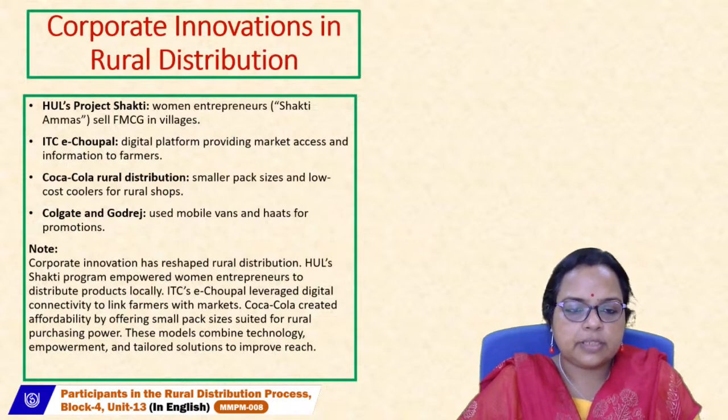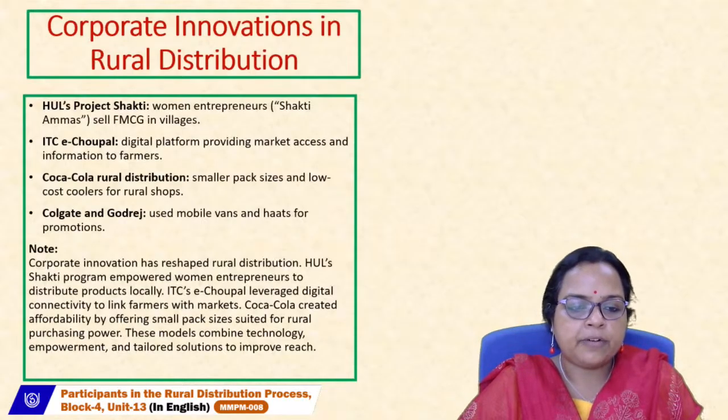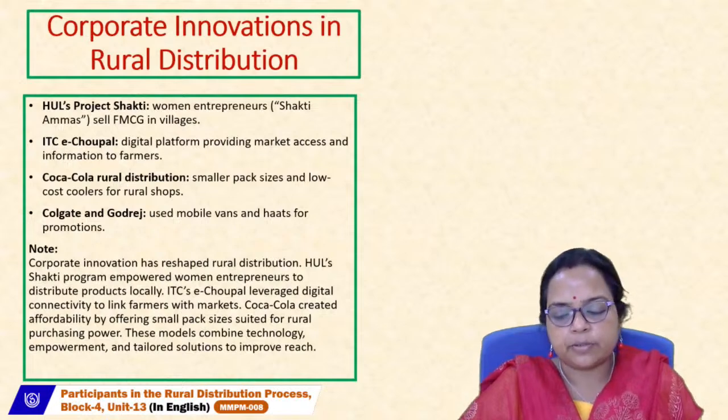Colgate and Godrej used mobile vans and haats for promotion. They did a different kind of promotion through mobile vans, having large hoardings of both the product and haats. So all four of these corporate innovations have reshaped rural distribution. Let it be HUL's projects or ITC's e-Choupal or Coca-Cola or Colgate, they have reshaped rural marketing strategies by introducing the product directly to the customer.